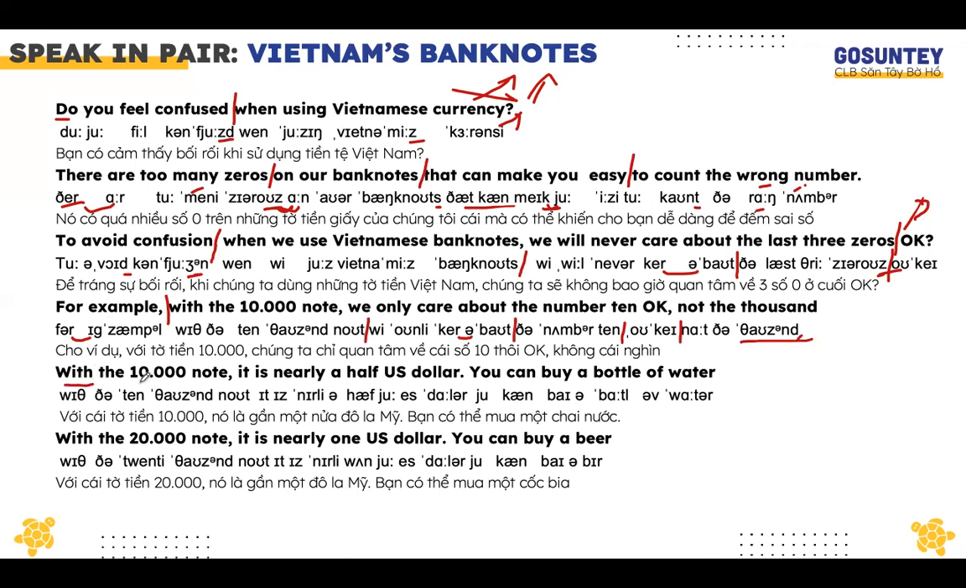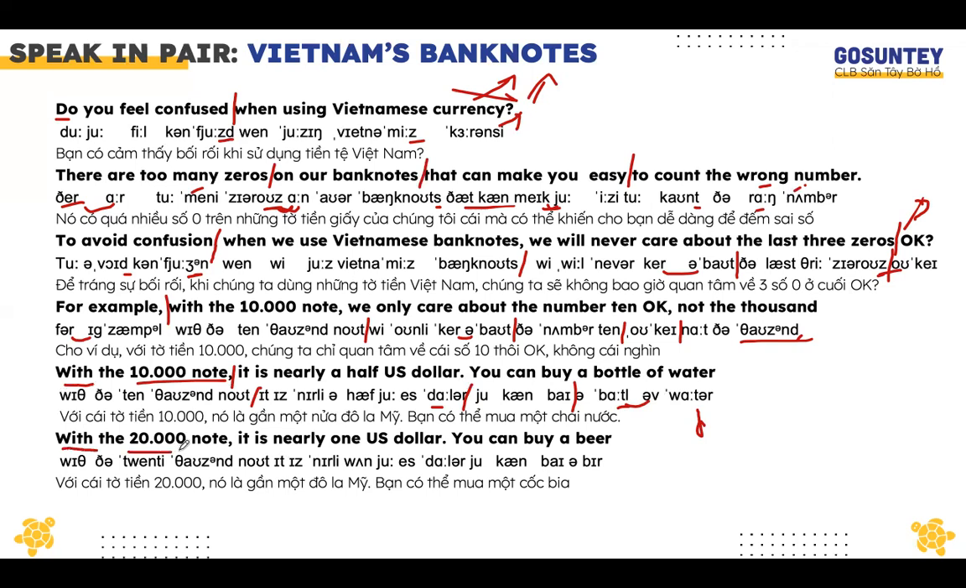With the 10,000 note, it is nearly a half US dollar. You can buy a bottle of water. Say dollar, not dollar. Bottle of water, linking the T sound. With a 10,000 note, it is nearly a half US dollar. You can buy a bottle of water.